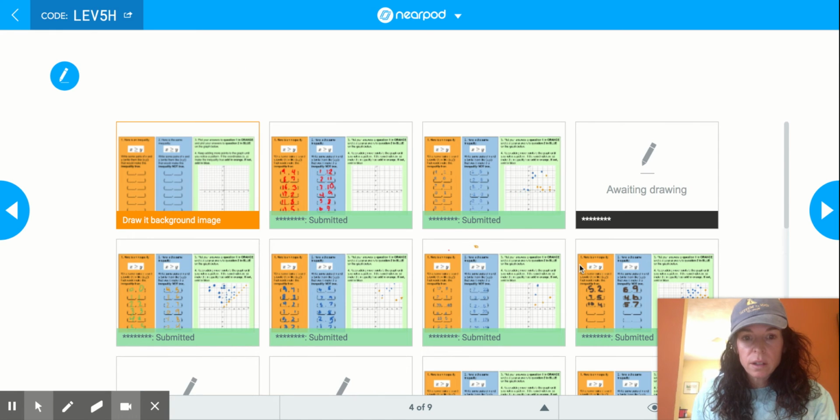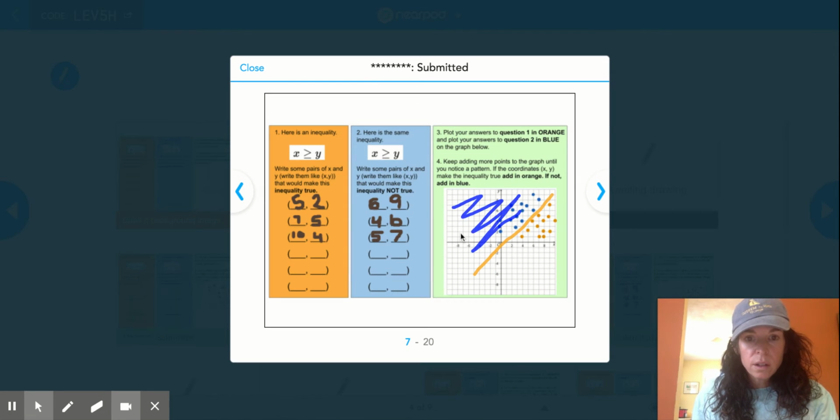Another student, look at how their answers line up on one side of that line that the other student drew. Their solutions are all on one side of that line. All the solutions, the points of x, y that made this inequality, x is greater than or equal to y, all the solutions are on this side of the line. And so what you'll see today is that is what we've done. You guys just graphed an inequality.